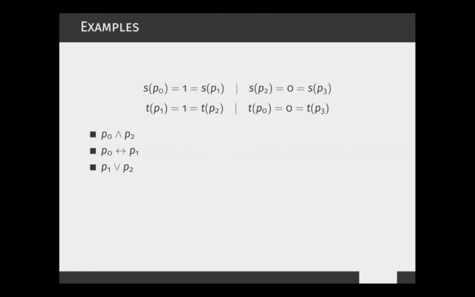The second formula says P0 if and only if P1. In assignment S, we see that P0 and P1 are both 1. So yes, S satisfies this formula. And what about T? P1 is 1, but P0 is 0. So they are not equal. So T does not satisfy this formula. And finally, for the last formula, P1 or P2, we know that at least one variable should be mapped true. In assignment S, P1 is true, and in assignment T, P2 is true. So we say that both assignments S and T satisfy this formula.